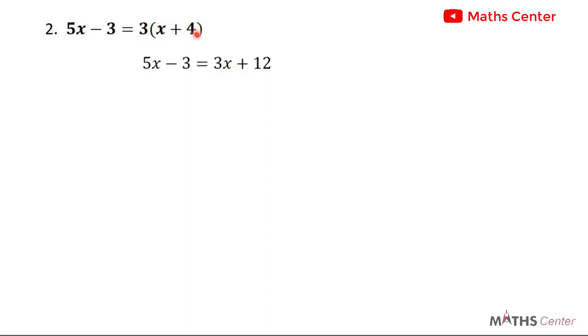3 times 4 will give us 12. I hope that is clear. Now after you've done this, you see that this is like type 2. We have variables on both sides of the equation, so we group like terms. So first identify the like terms. The like terms are 5x and 3x, then 3 and 12.